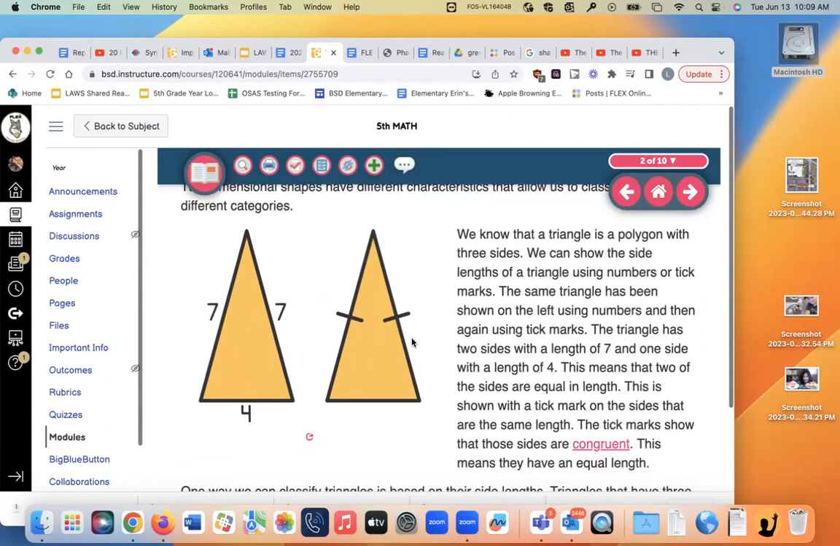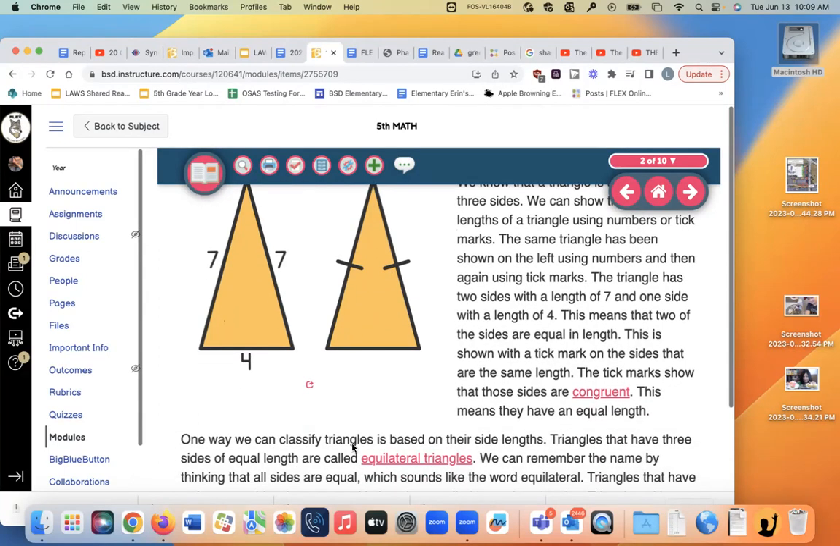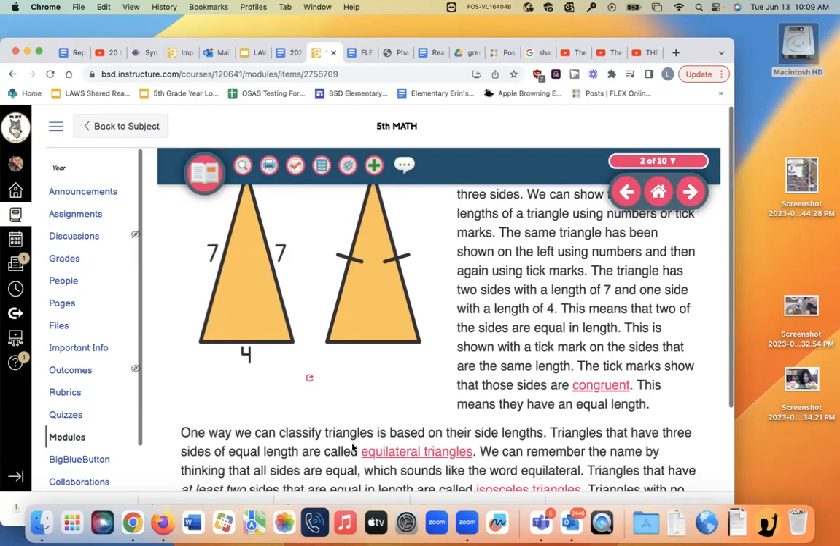We know a triangle is a polygon with 3 sides. We can show the side lengths of the triangle using numbers or tick marks. So here's a triangle with sides 7 units long, 4 and a 7. The same triangle has been shown on the left using numbers and then again using tick marks, showing when you see 2 lines like that, it means those sides are equal. This triangle has 2 sides with a length of 7 and 1 with a length of 4. That means 2 of the sides are equal in length. This is shown with the tick mark that shows that they're equal or congruent.